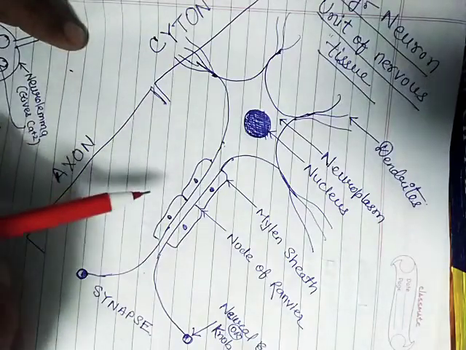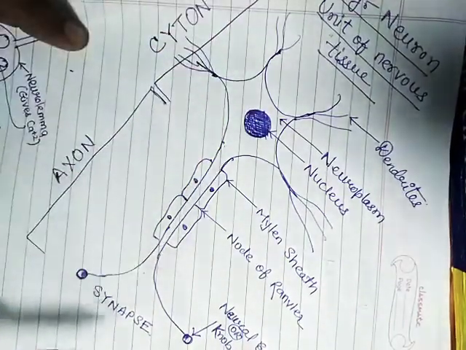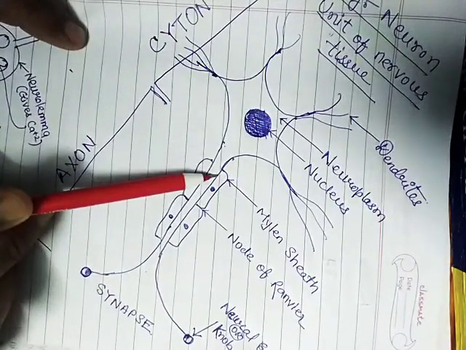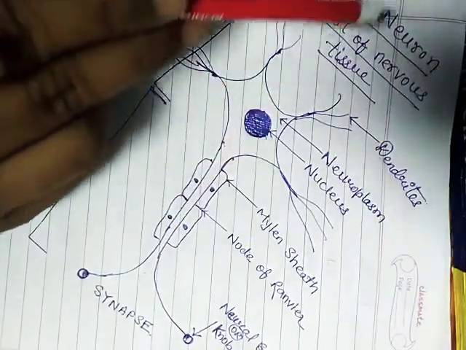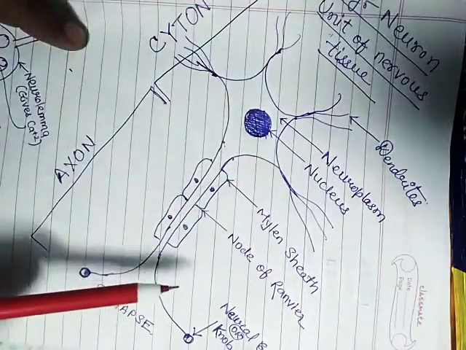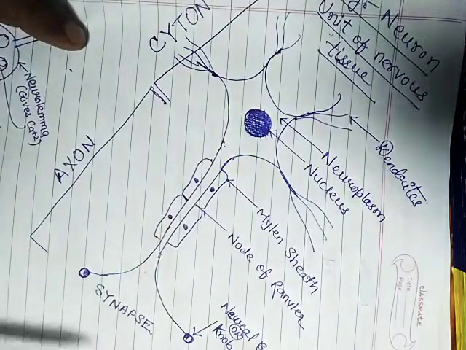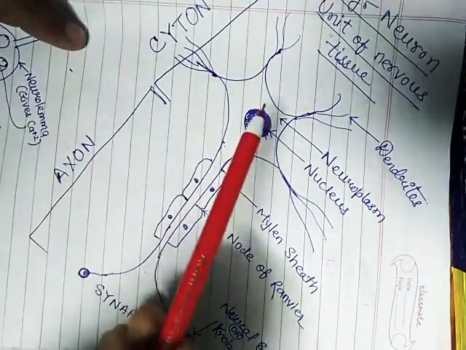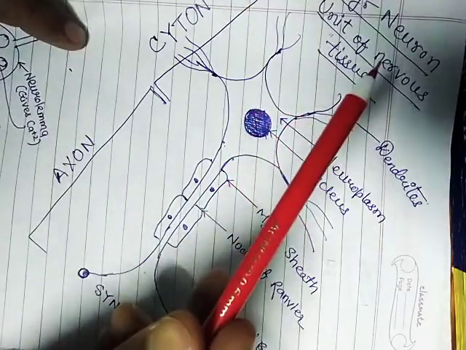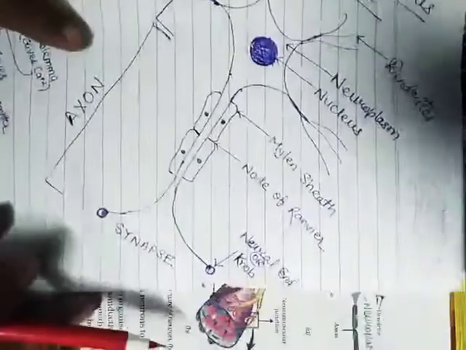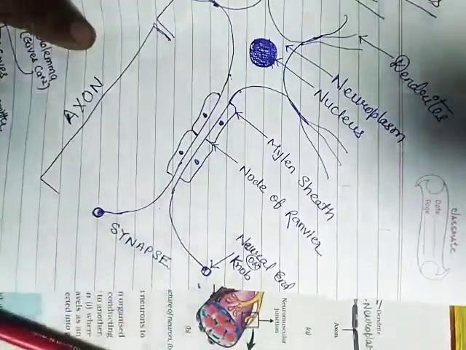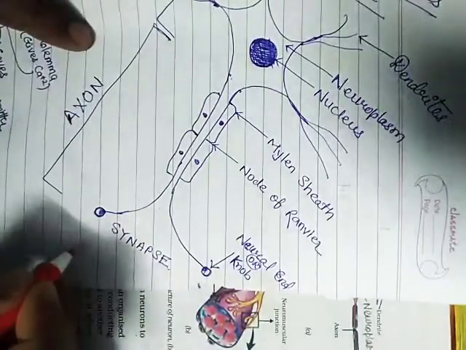And all the neurons are arranged in a linear fashion. That means the same type of cell is lying above this cyton, and the same type of cell is lying below the axon. But there is no direct connection between two neurons. That means there is a gap between two neurons. If one neuron ends here, the second neuron will start from here.